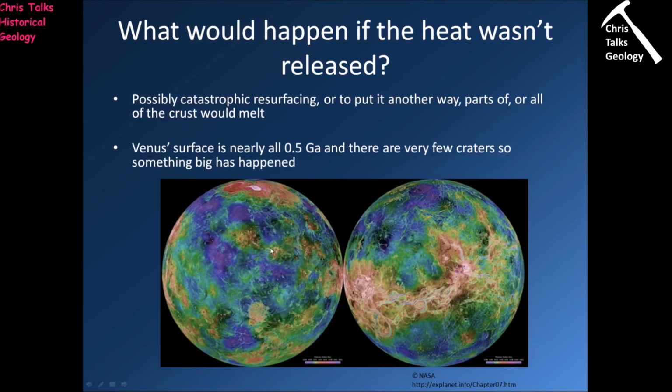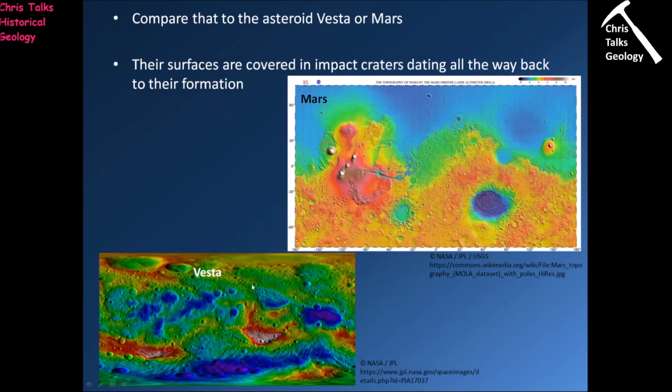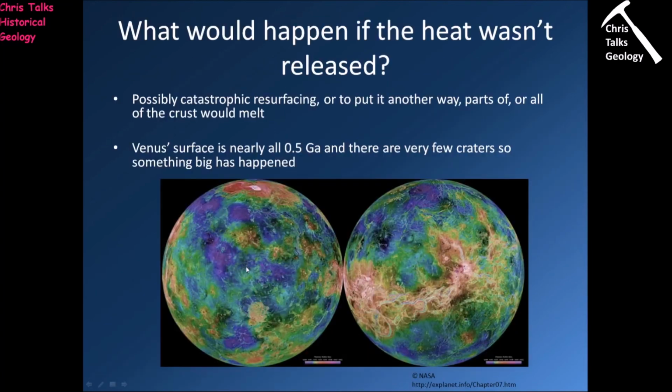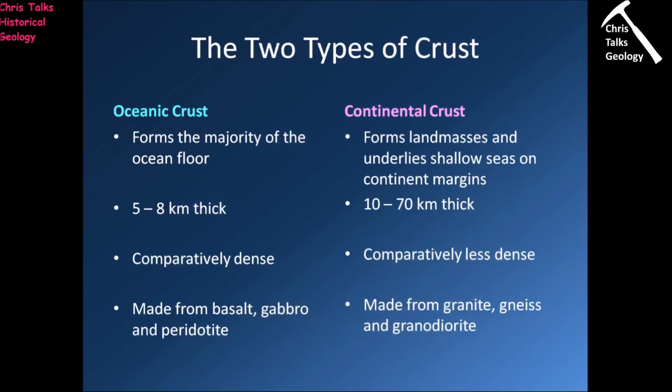That obviously destroyed all the old crust, so we lost all the impact craters. And eventually, once the mantle had cooled down enough, a new crust formed, and that's the crust we see now. And so Venus is a wonderful example of what could happen if the Earth didn't have the capacity to lose that internal heat.